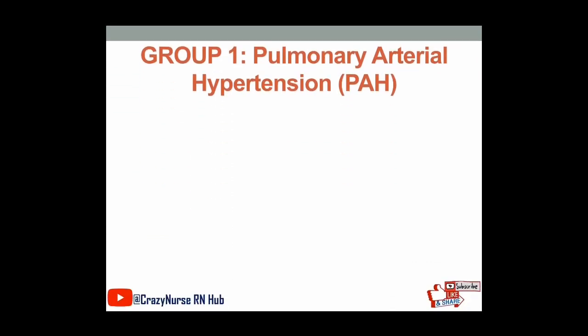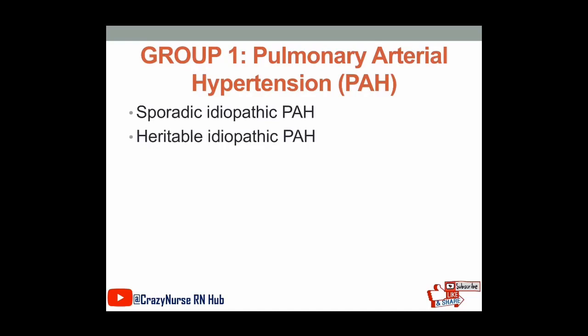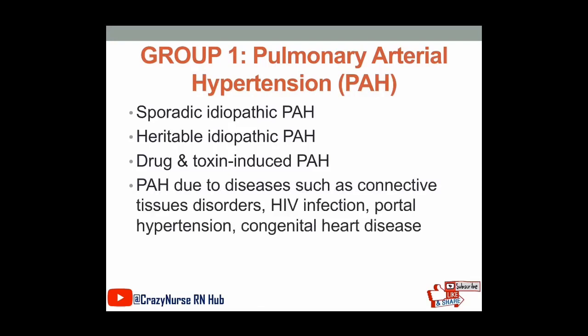For Group 1, which is the pulmonary arterial hypertension, we have sporadic idiopathic pulmonary arterial hypertension, heritable idiopathic pulmonary arterial hypertension, drug and toxin-induced pulmonary arterial hypertension, and pulmonary arterial hypertension due to diseases such as connective tissue disorders, HIV infection, portal hypertension, and congenital heart disease. Okay? So these are the conditions under Group 1 pulmonary arterial hypertension.